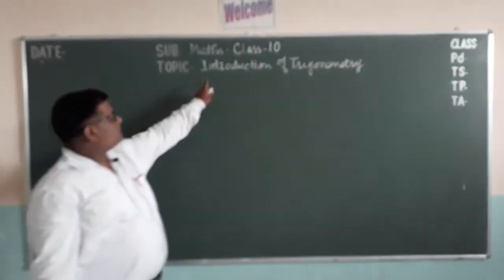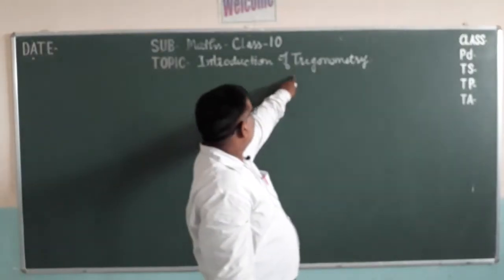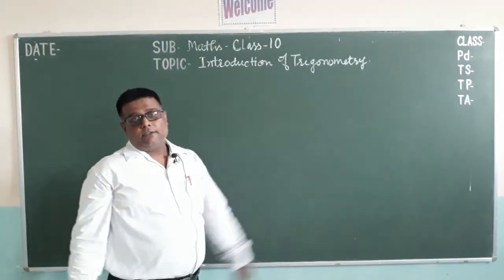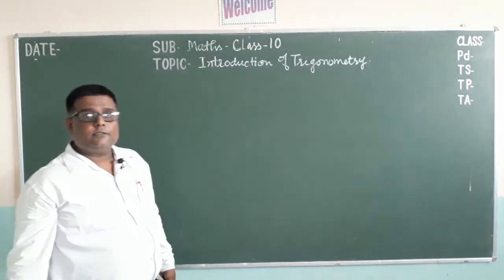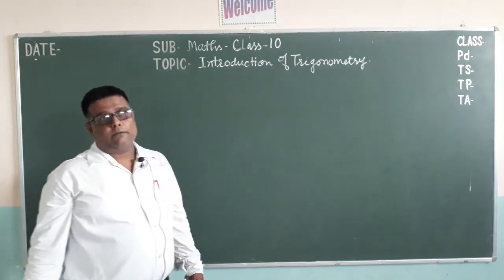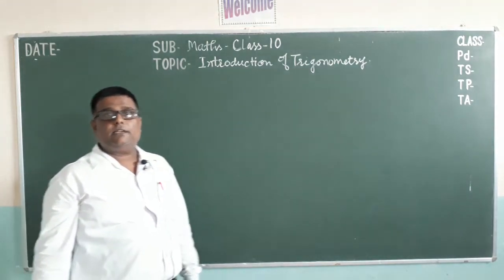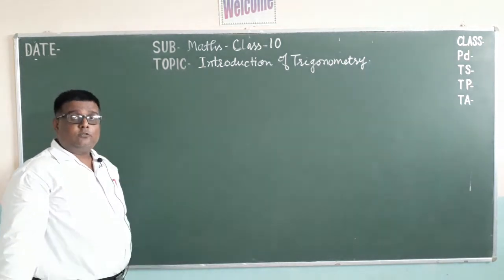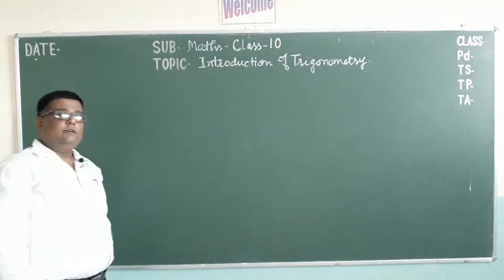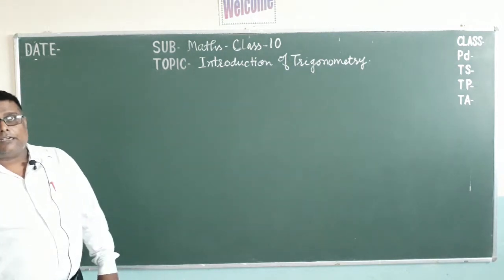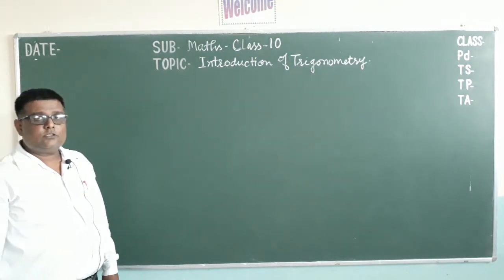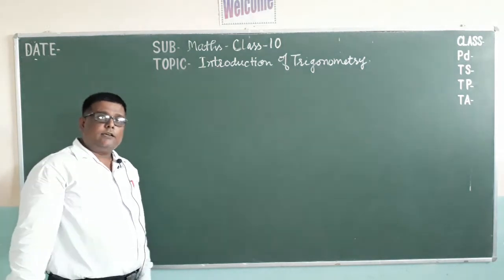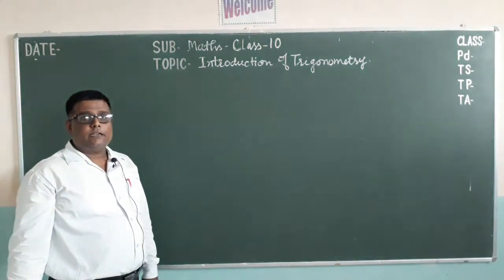The topic is Introduction to Trigonometry for class 10th, and today we have to find the values of some angles, that is sin 45 degrees. In the previous video I derived how to find the values of all the T ratios for 30 degrees and 60 degrees. Today we have to derive all the T ratios for 45 degrees.